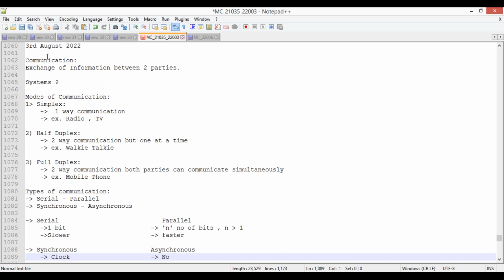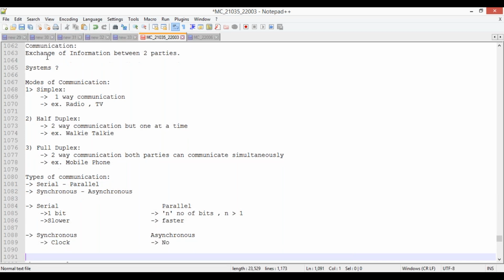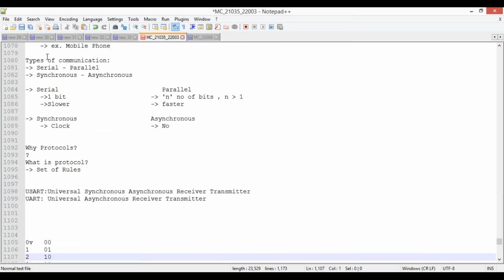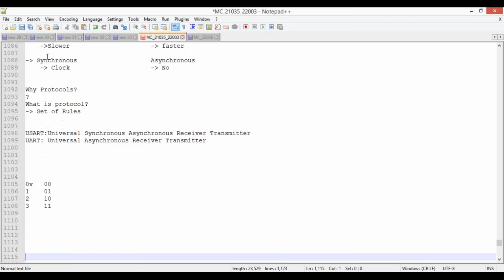So guys, do attend these protocol sessions. A few companies are hiring, especially on protocols also. So it will help you.